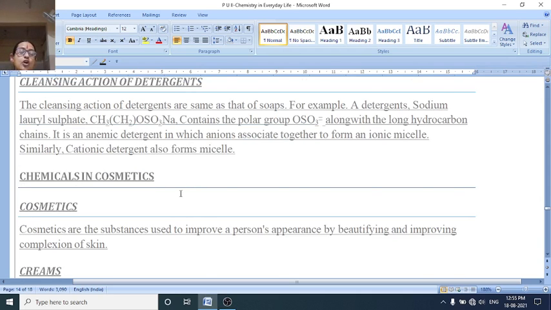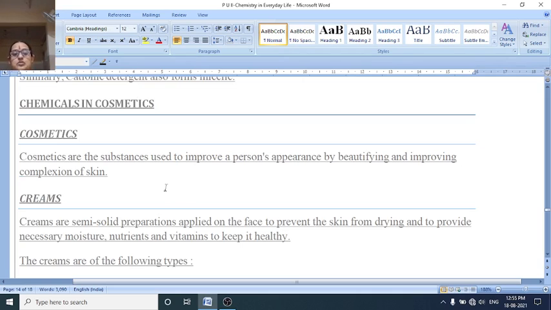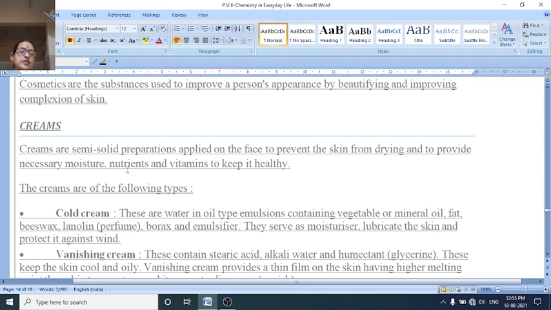Chemicals in cosmetics. What we use as cosmetics, what chemicals it consists of, that we are going to study now. Cosmetics are the substances used to improve a person's appearance by beautifying and improving the complexion of the skin. What comes under it is, one, cream. Creams are semi-solid preparations applied on the face to prevent the skin from drying and to provide necessary moisture, nutrients and vitamins to keep it healthy.